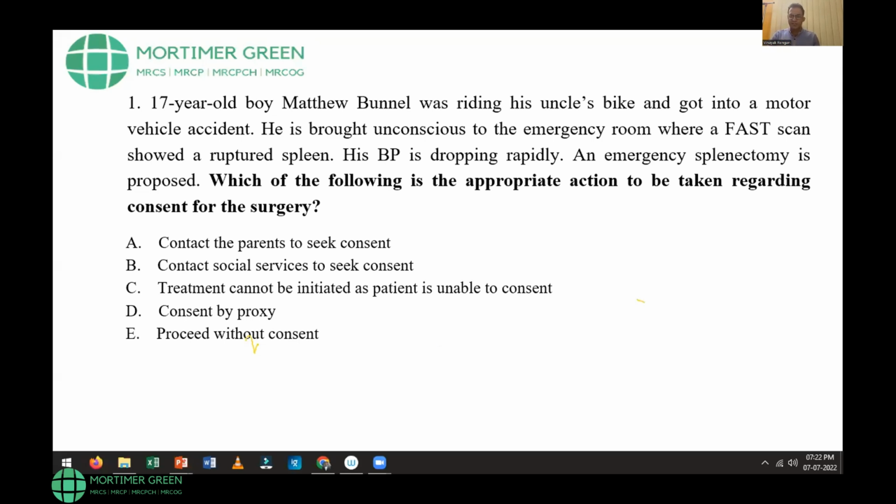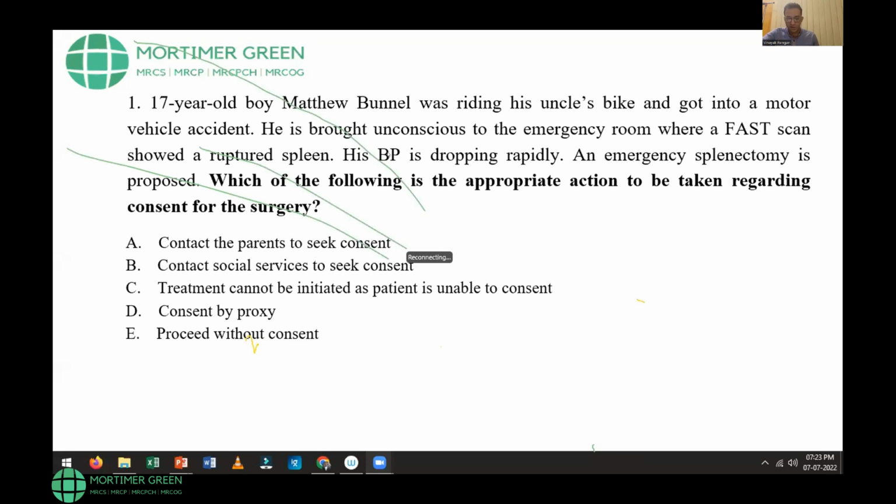Contacting the social services does not make sense because you don't have time. He needs urgent treatment. C, as we said, is illogical. Treatment has to be initiated. So we're just left with two of them: consent by proxy and proceeding without consent. So in this particular case, it would make sense.